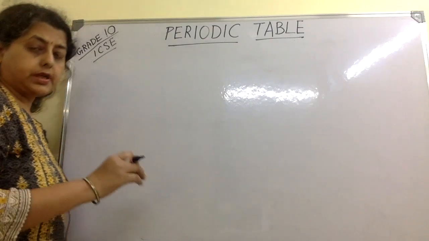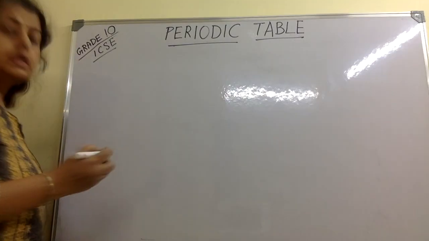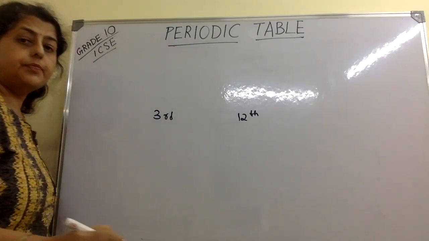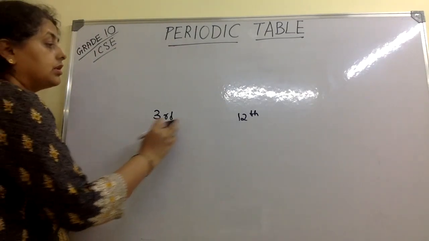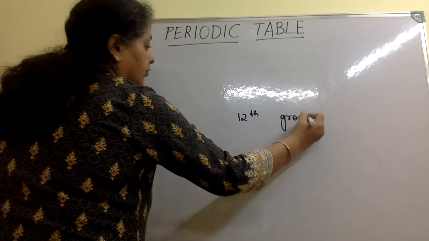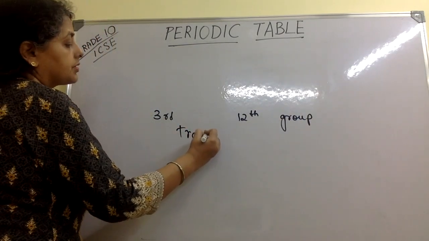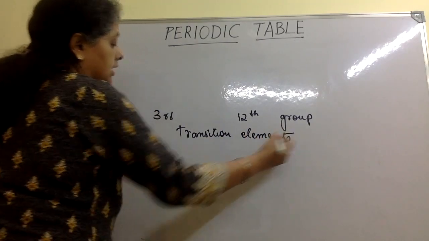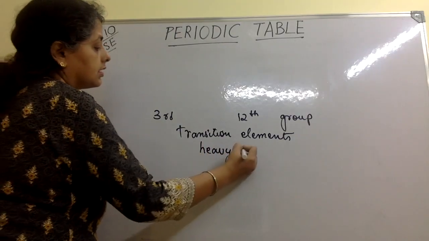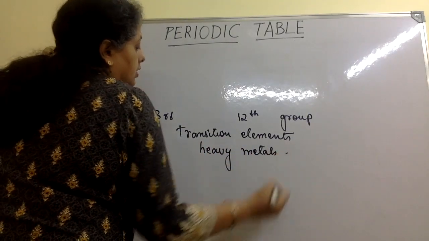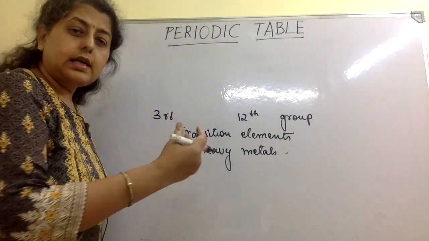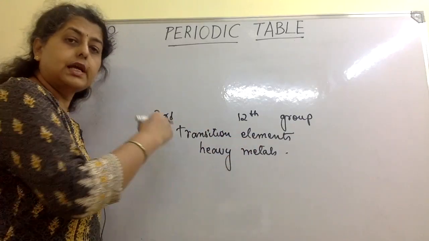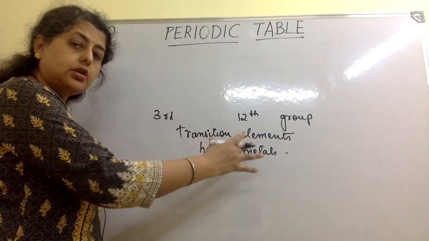Another thing: starting from the third to the 12th group, we have transition elements, also called heavy metals. The transition elements, you can say, are slowly moving from metals towards non-metals. They are slowly becoming non-metals.